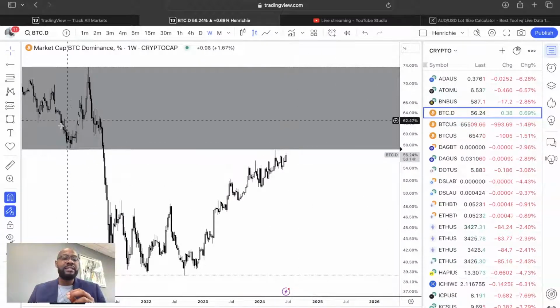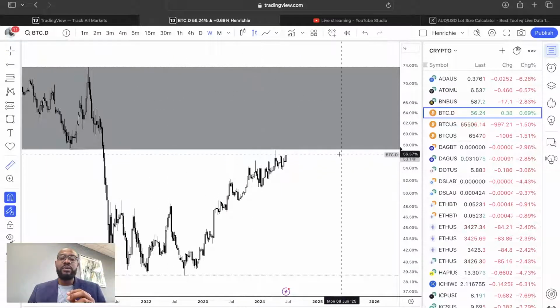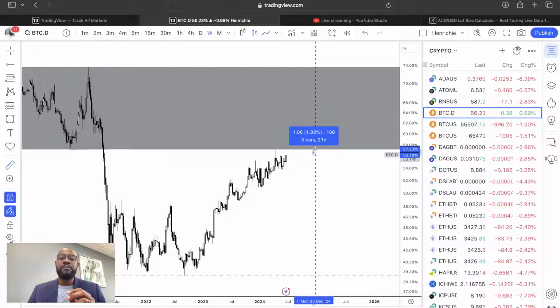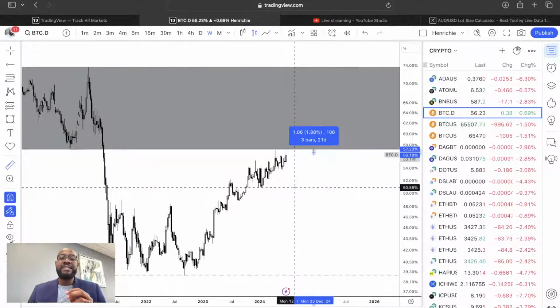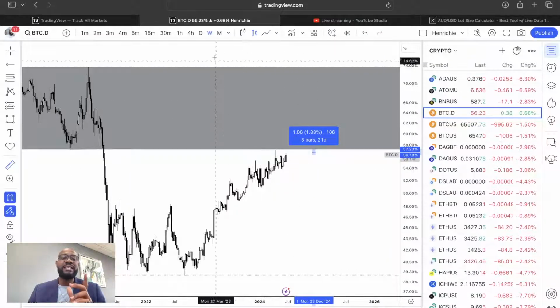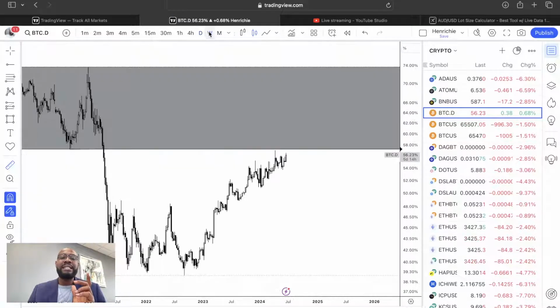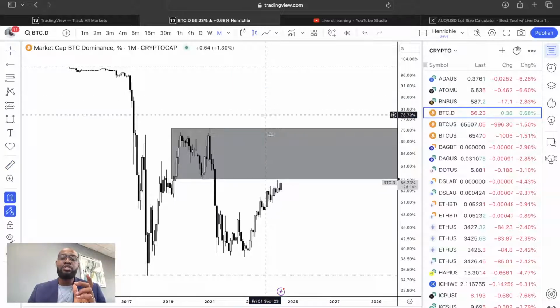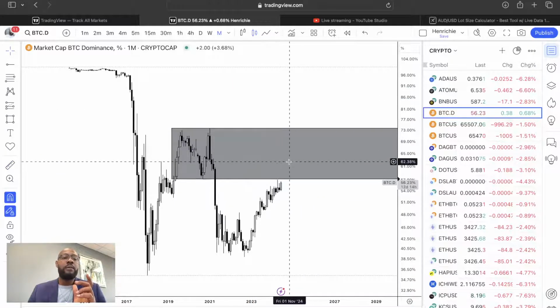For Bitcoin dominance, it is very close to the key level that I want to see a displacement to the downside from where we are now to that key level. That's a 1.88%. So let's just call it 2%. So we're 2% away from price hitting my point of interest, where I'm anticipating to see a reaction or a potential reversal on Bitcoin dominance. So this is what I'm watching.